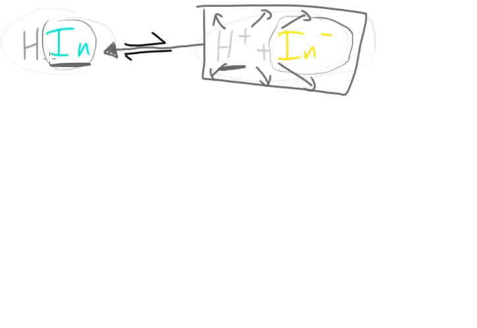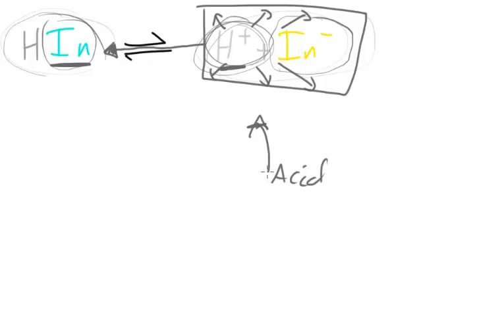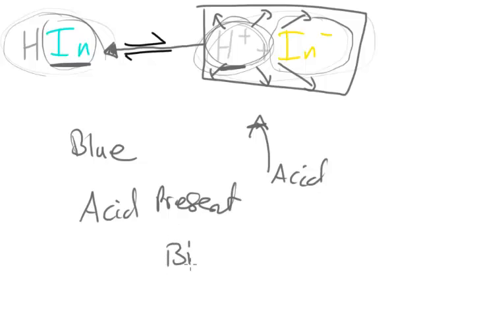So what happens is the concentration of this associated indicator will increase, and the concentration of H plus overall will decrease. We're trying to resist this change and increase in the pressure on the box. So if you add more acid, the color is going to be blue. When there's acid present, the indicator will be blue.